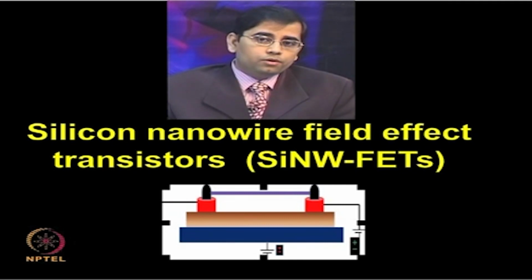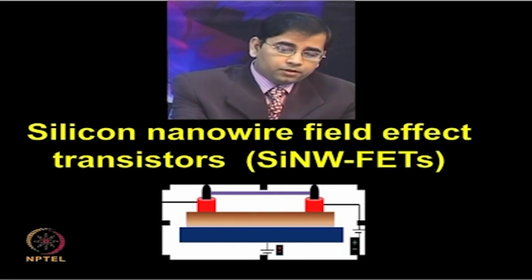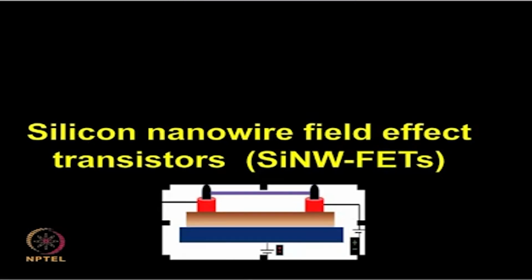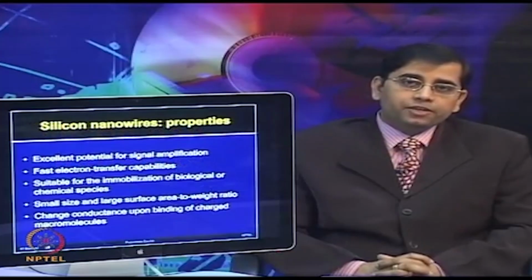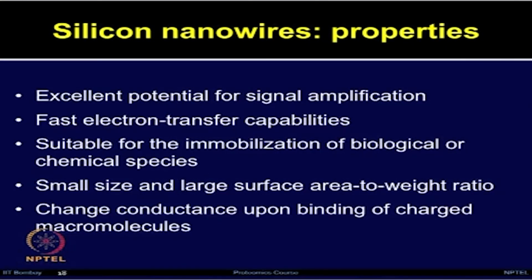In addition, they allow sensitivity to be fine tuned as per the requirement by controlling the type and amount of dopant in the semiconductors. Let us discuss some of the properties of silicon nanowires. They have very high potential for signal amplification and fast electron transfer capability. Silicon nanowires are suitable for the immobilization of various biological and chemical species. They are small in size and have a large surface area to weight ratio. Again, the change in the conductance is measured here upon binding of charged macromolecules.